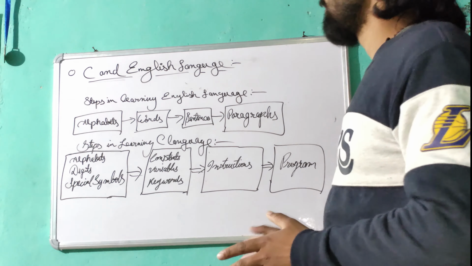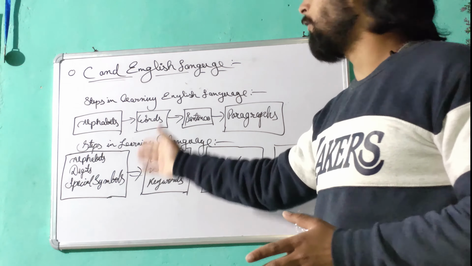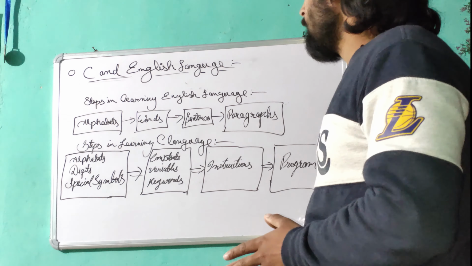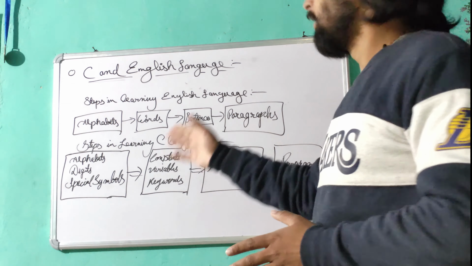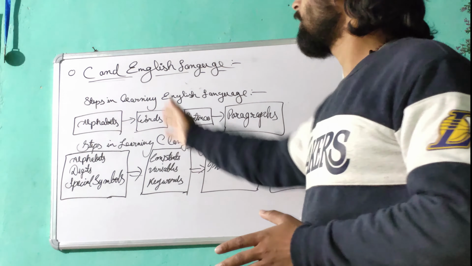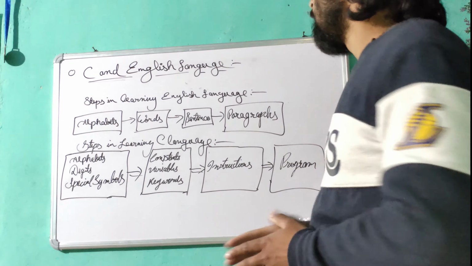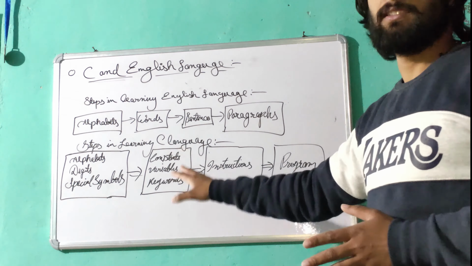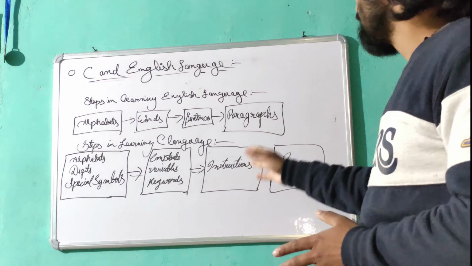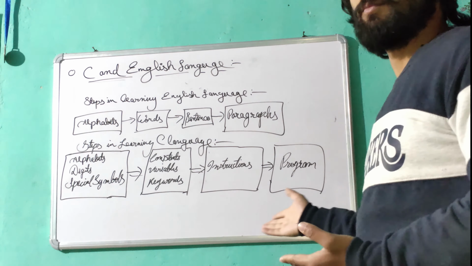In C, first of all, you will learn alphabets, digits, and symbols. We will be talking about them in future lectures. After that, we'll learn about constants, variables and keywords. These are just like words in the English language. After this, we will combine these things to make instructions, and then we will combine instructions to make a program.